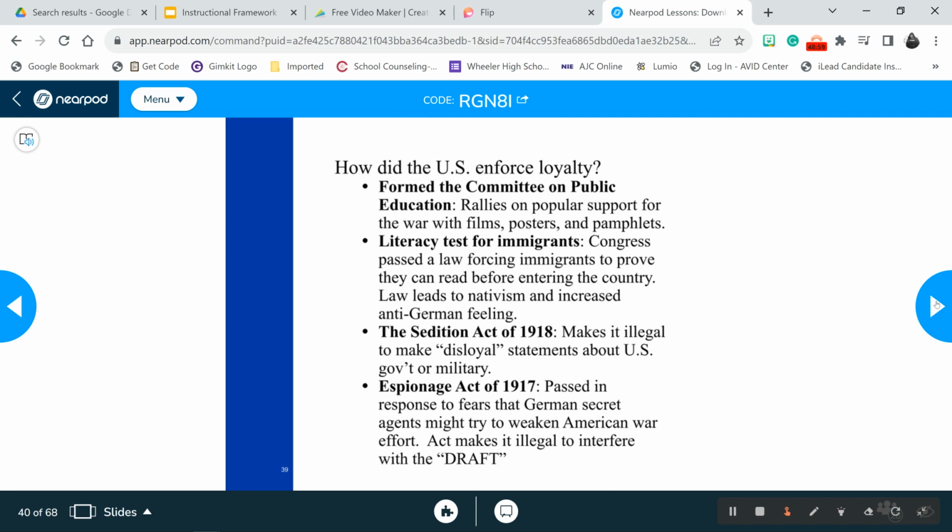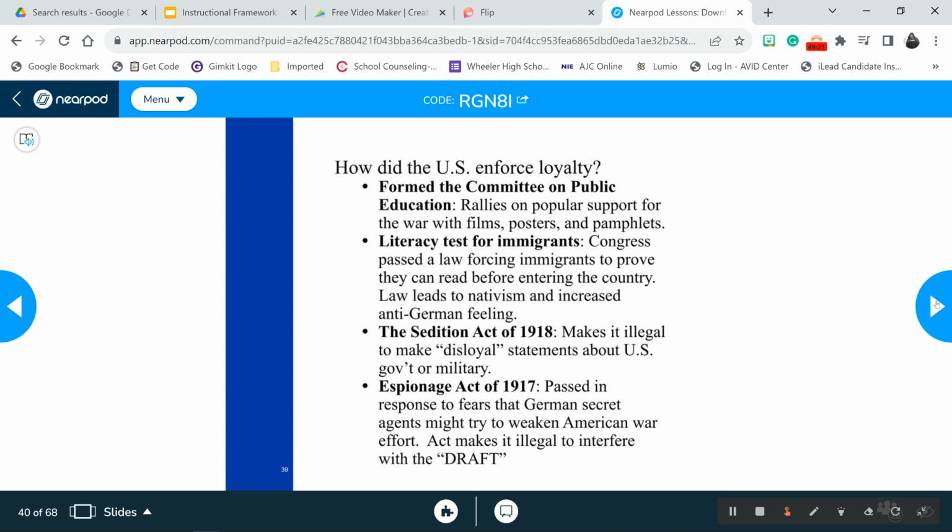So again, this is kind of going back to this. I'm going to tell you about the different ways they did this, going over the standard. The Espionage Act, you've got to know that real quick. All right. The Sedition Act makes it illegal to make disloyal statements about the United States. The Espionage Act was passed in response to fears that German secret agents might try to weaken the war effort. The act makes it illegal to interfere with the draft.